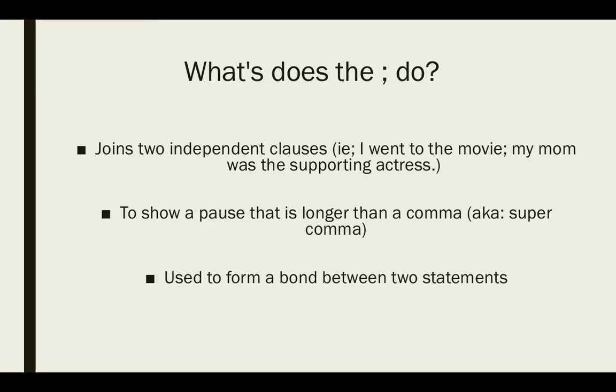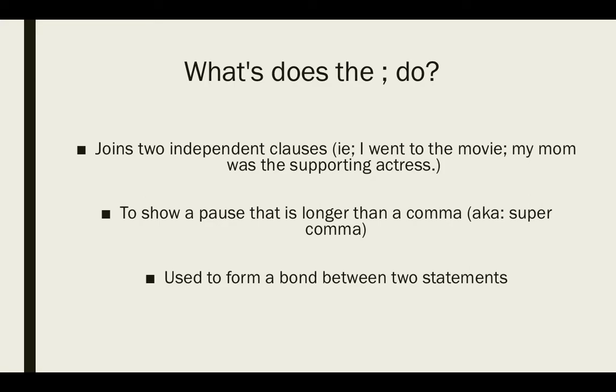Here we have two independent clauses joined by a semicolon. Yes, potentially I could separate the two sentences and just make them two separate ones, or I could place an "and" between "movie" and "my." However, I don't necessarily need to, because they can be joined together with the semicolon.